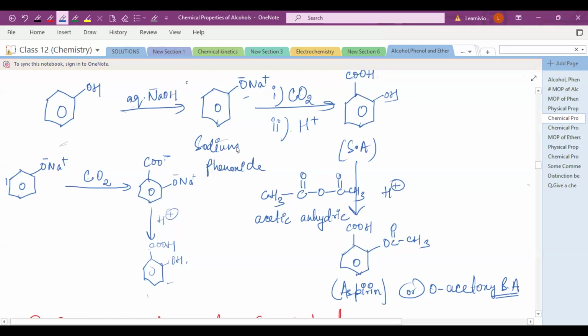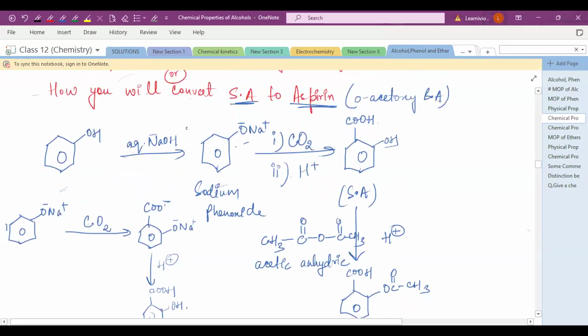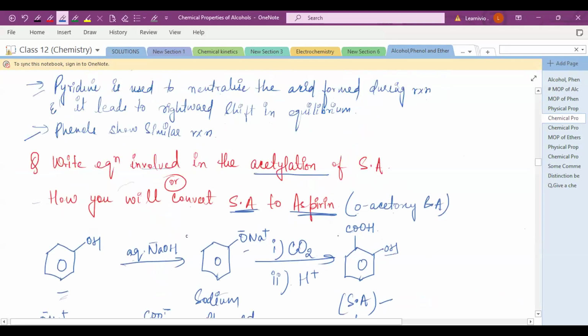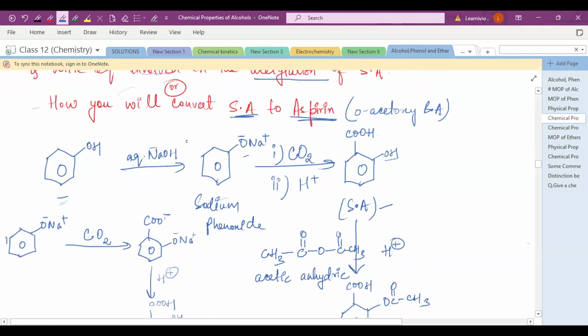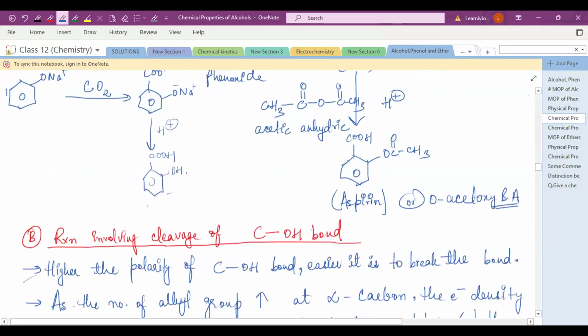Now, when the question comes in your exam, like how you will convert the phenol into salicylic acid, you will write only this step, from phenol till salicylic acid, right? So these two questions can come. If they ask you the acetylation of salicylic acid, then you have to show this reaction also. Just a second.